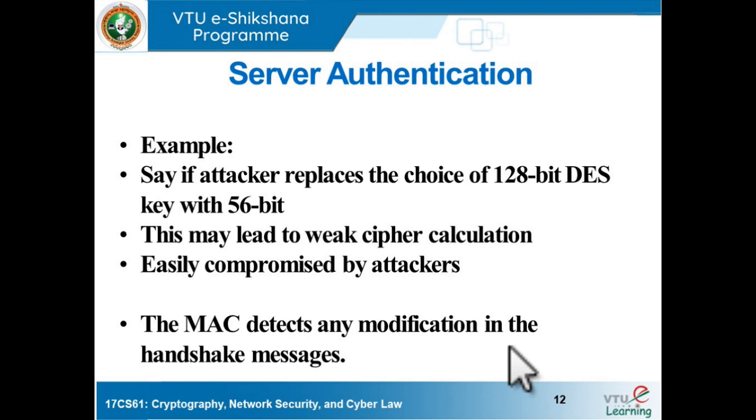In this case, when we use this key to encrypt the plain text or the message, it generates a weaker, less strong cipher. This weak cipher can be easily compromised by attackers. This modification done by the attacker should not be possible, or should not go undetected. The calculation of the MAC in step 4 helps us detect any modifications over the handshake messages which were performed previously.